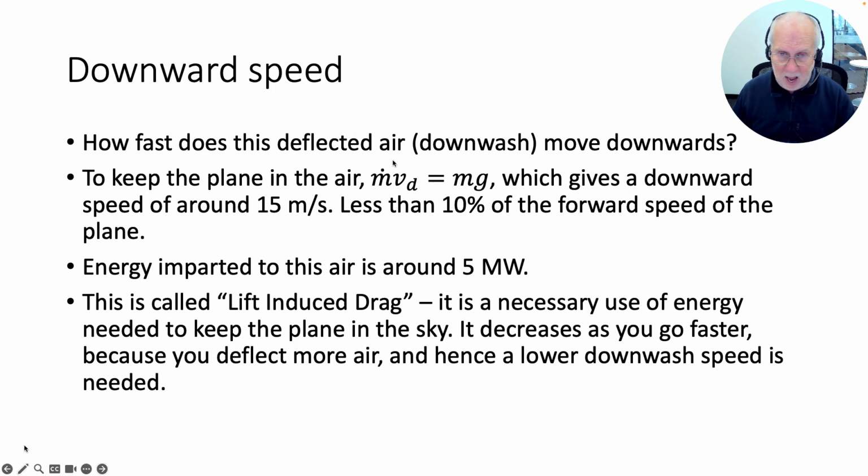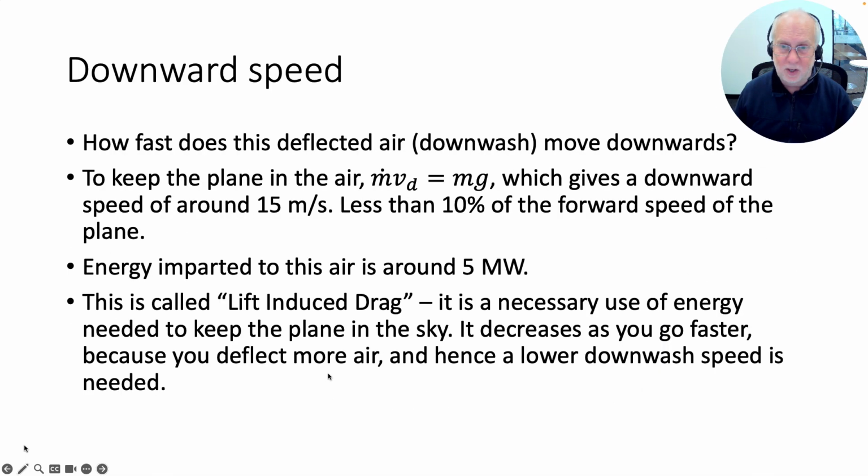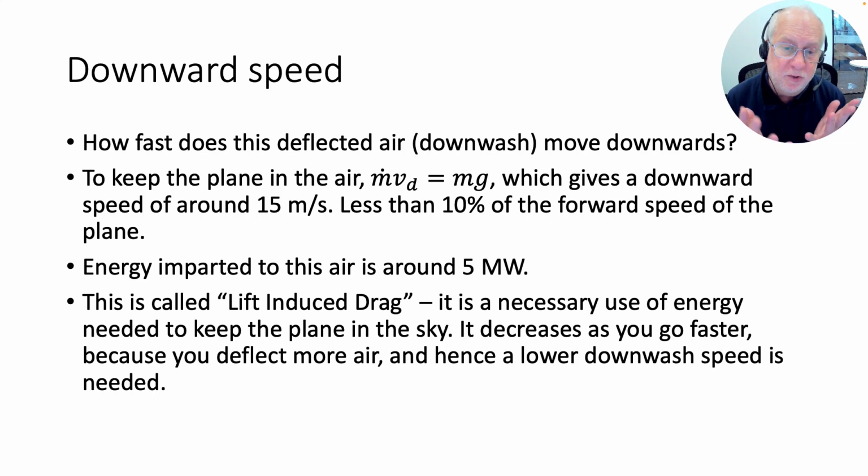And you can work out the power needed to accelerate 48 tons per second up to a speed of 15 meters per second, and that turns out to be about 5 megawatts. So just to keep the plane in the air, well, at cruising altitude, you need about 5 million joules per second, 5 megawatts. And this is what's called lift-induced drag. This is the drag you need to have because it's keeping your plane in the air.